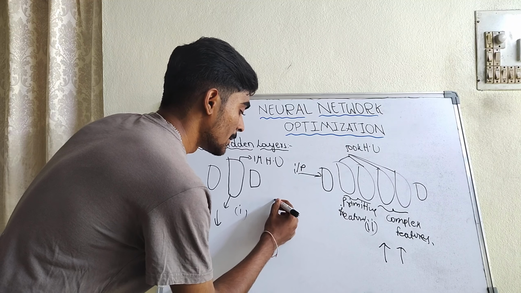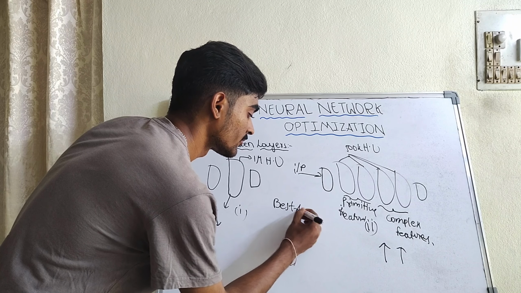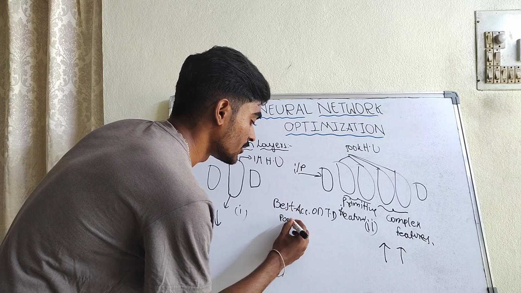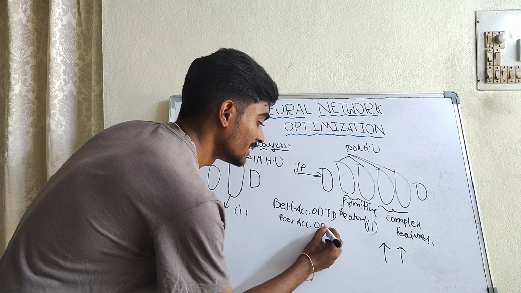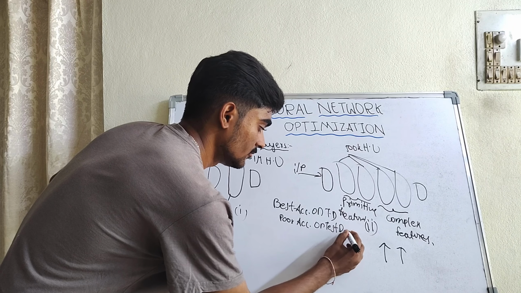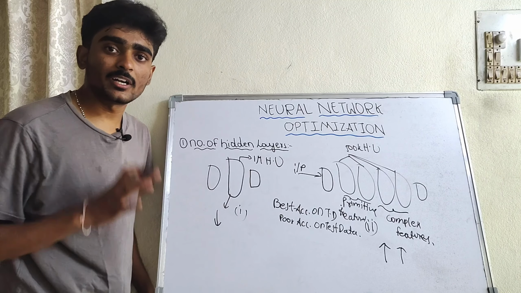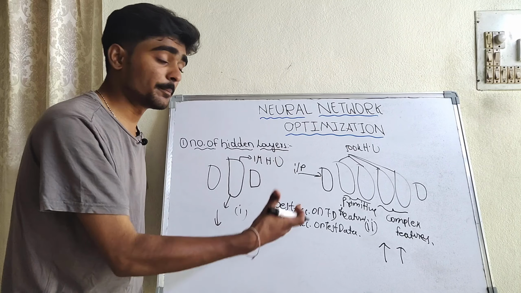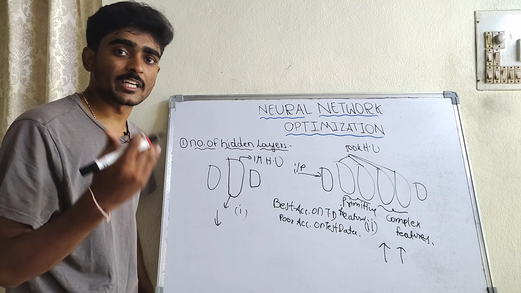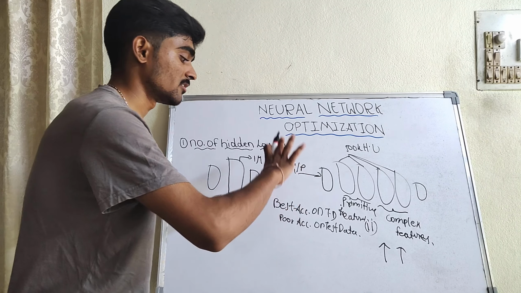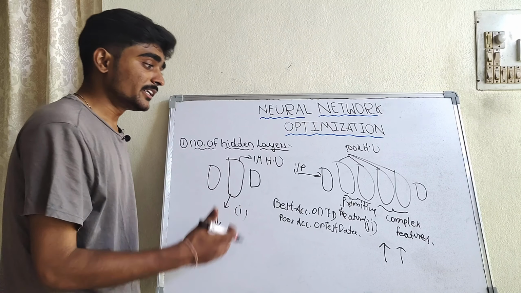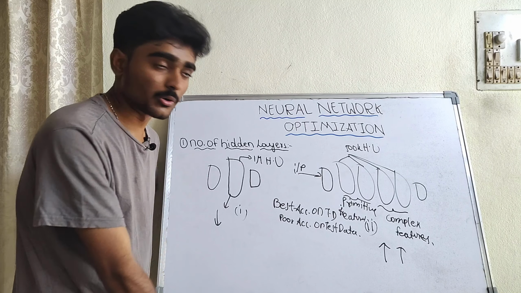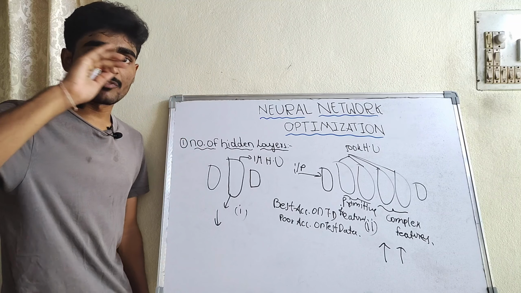Overfitting is nothing but best accuracy on training data and poor accuracy on test data. While you might have built some models, you might have observed that you get training accuracy of 100%, while the test accuracy is 10 to 20%. This is the case of overfitting. So until you face overfitting, you need to add more and more hidden layers. This is the concept of the number of hidden layers.